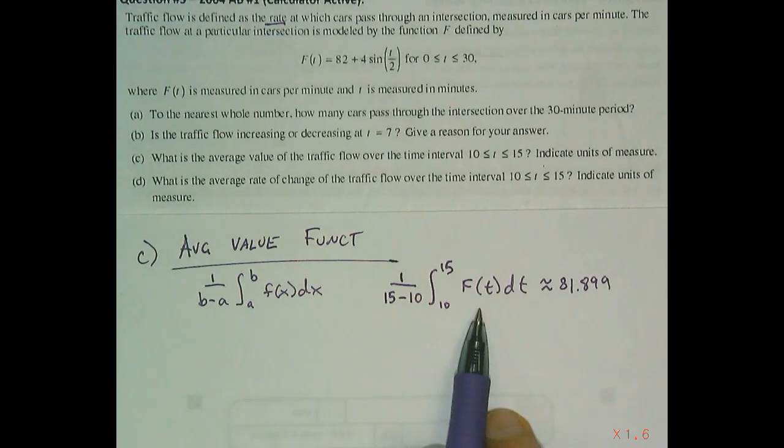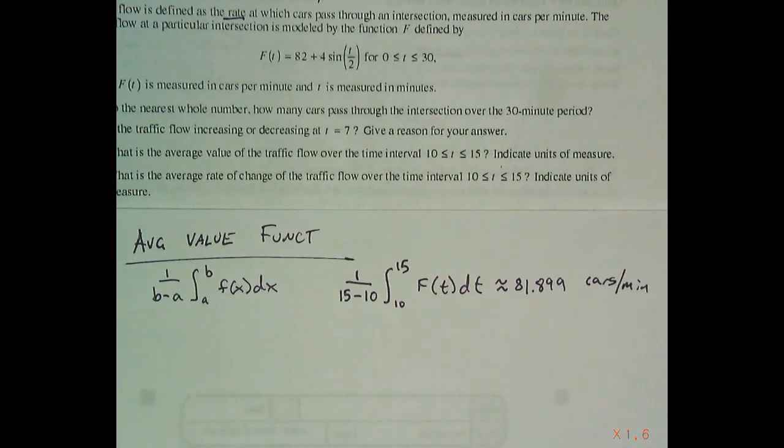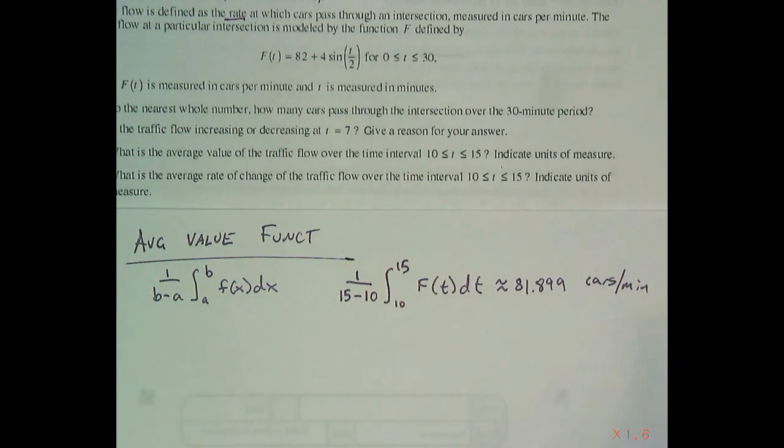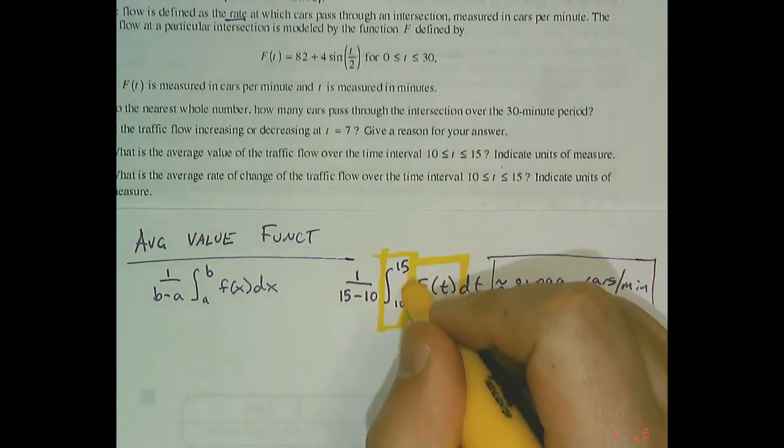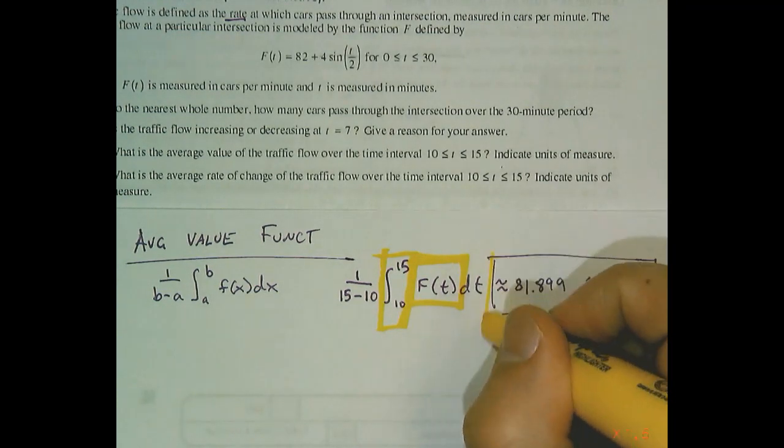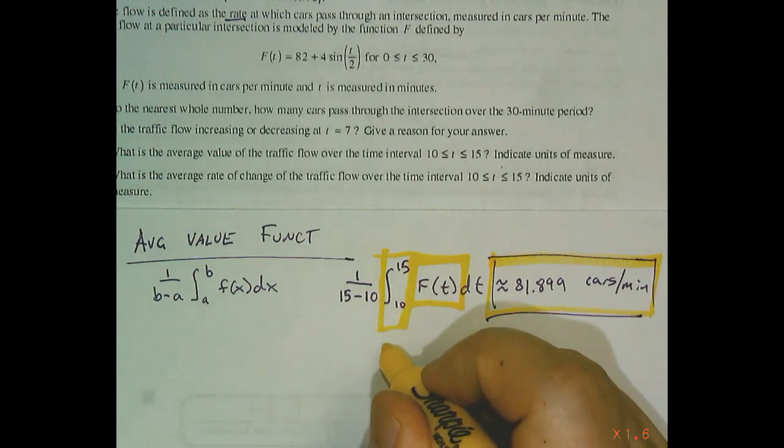Well, cars per minute was our flow, and we're finding the average value of that function, so it's not going to change the unit. It's still cars per minute. It's just what is the average. So 81.899 cars per minute. Since it's a rate, it can be a decimal. There is such a thing as partial cars going through intersections when it becomes a rate. This is worth 3 points. 1 point for the limits, 1 point for the integrand, and 1 point for the answer, for a total of 3 points.